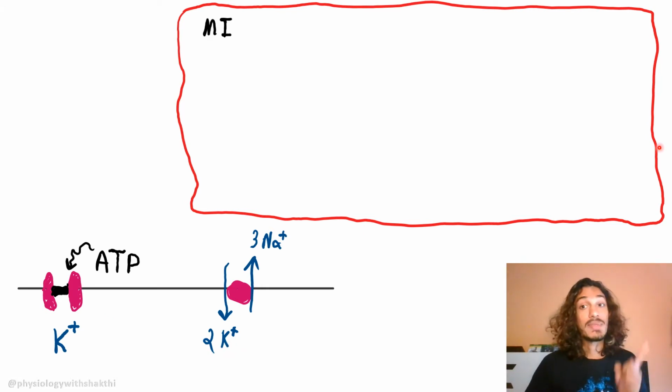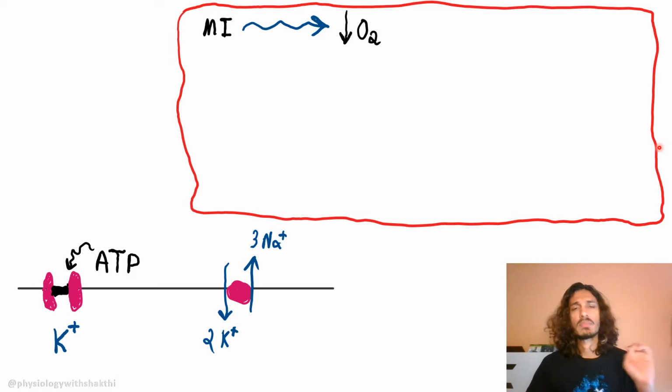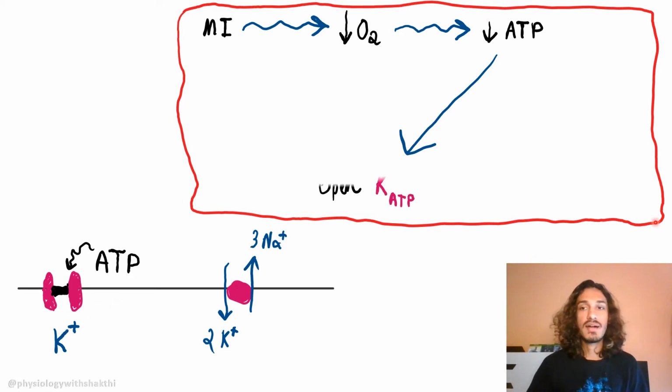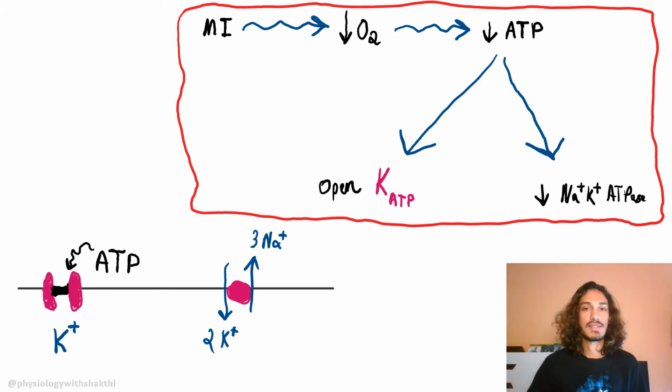What happens in MI? In MI there is decreased flow. There's some blockade because of which blood flow is not there, so not enough nutrients and oxygen. Because oxygen is not there, your whole production of ATP is impaired. Less ATP means your KATP channels are opened up, and less ATP means there is no longer enough ATP to keep the sodium potassium ATPase as active as before, so its activity declines.